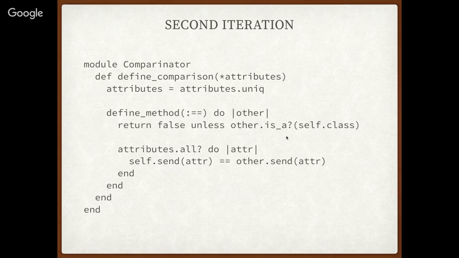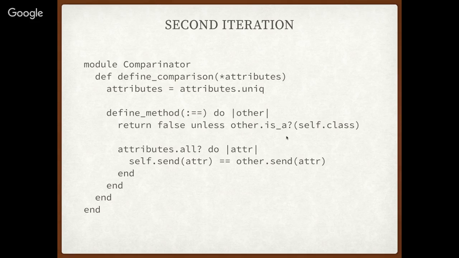If your team color is not the same as my team color, right? Okay, and then I can say attributes all and loop through the attributes. What does attributes all question mark do? Do you know, or are you just setting me up for a question?